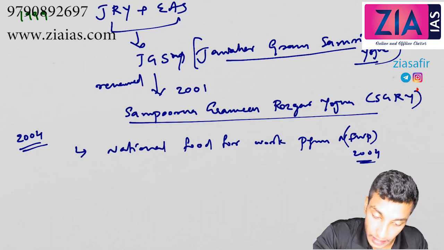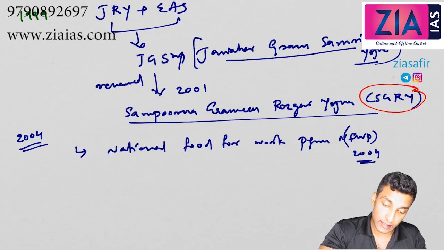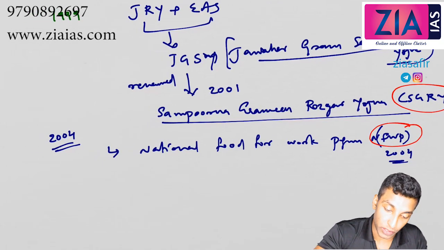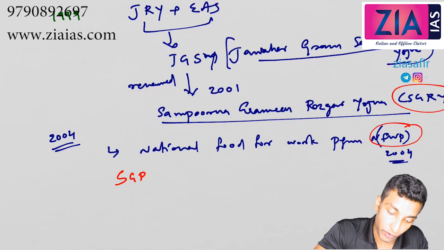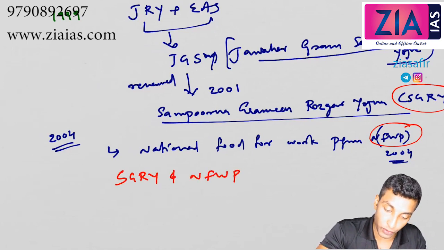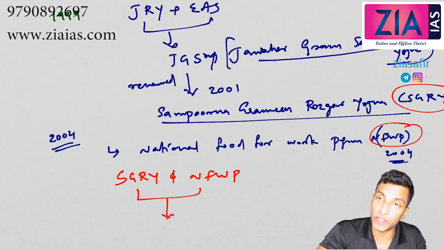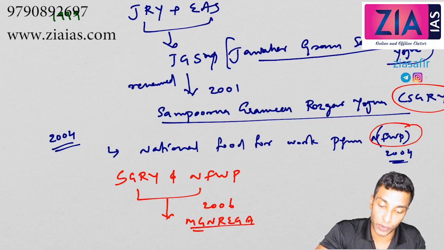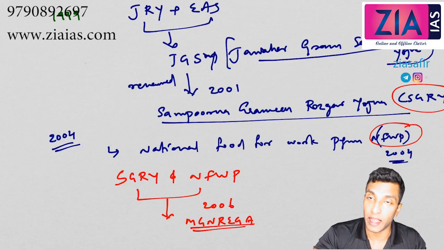Now here, what is standing? SGRY, right? SGRY and this new scheme NFWP. Now these two will be merged. SGRY and NFWP, National Food for Work Program, will be merged in 2006 into MGNREGA, Mahatma Gandhi National Rural Employment Guarantee Act.